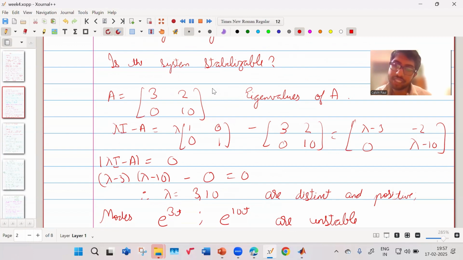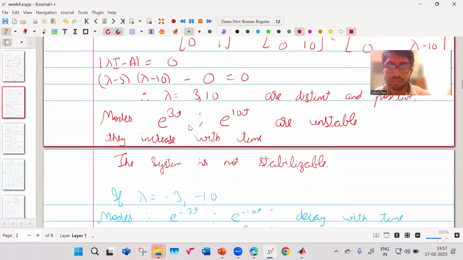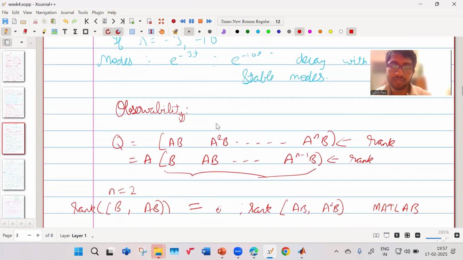If that mode or that state is uncontrollable and unstable, then it will go on to infinity. So you cannot actually control the system. You cannot even stabilize the system. Okay, so that's why we have shown that these modes are unstable, because they increase with time, right?